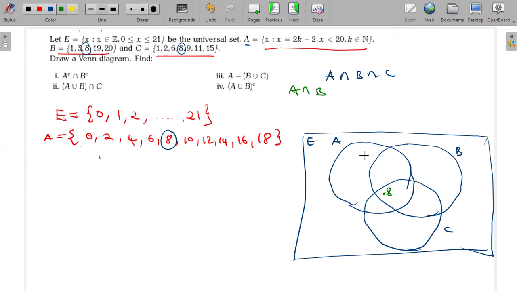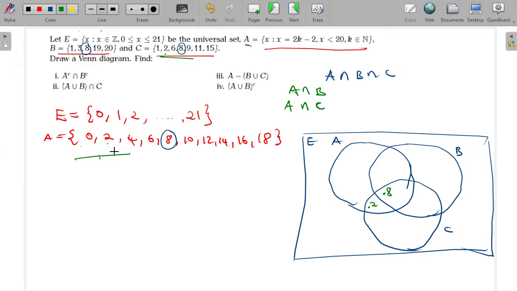Between just A and B, there is nothing that is common apart from 8. Then next you want to list those that are both in A and in C. So this is our A, our C is there. So what are those elements? You look at there, you see 2, and 2 is there. So in A and C, you have 2. So I'll put 2 there.